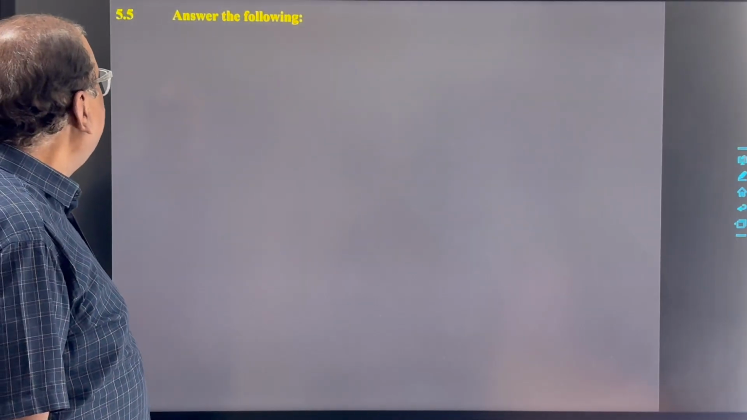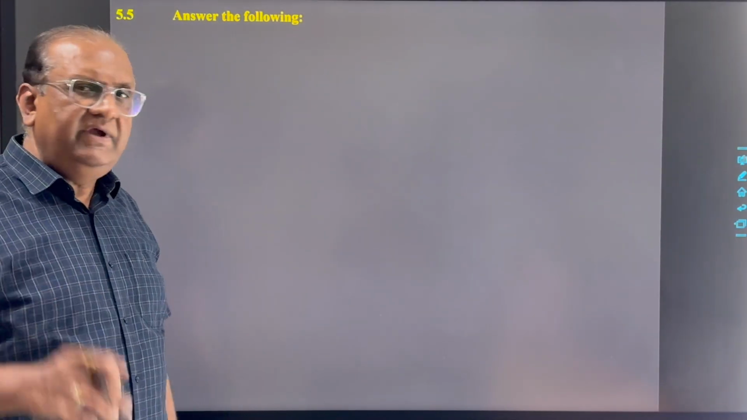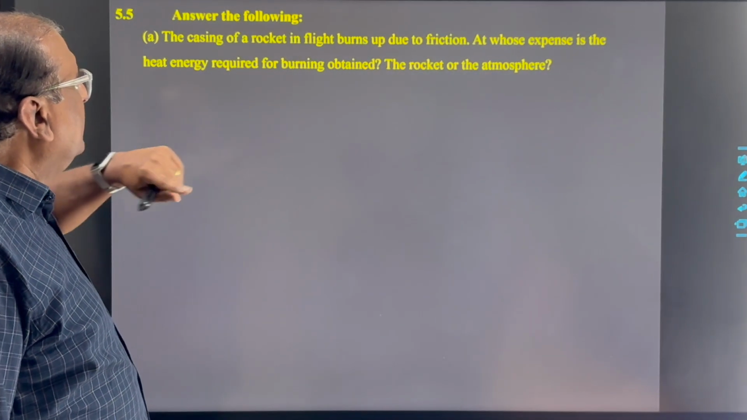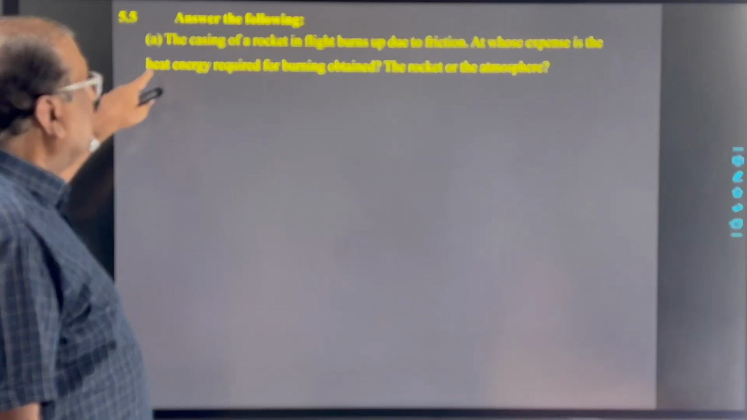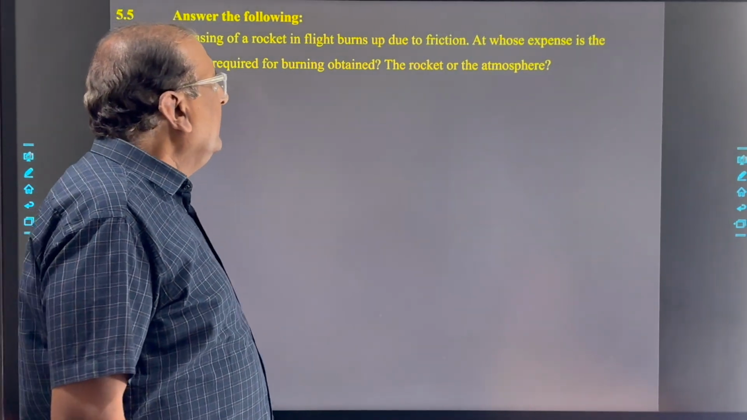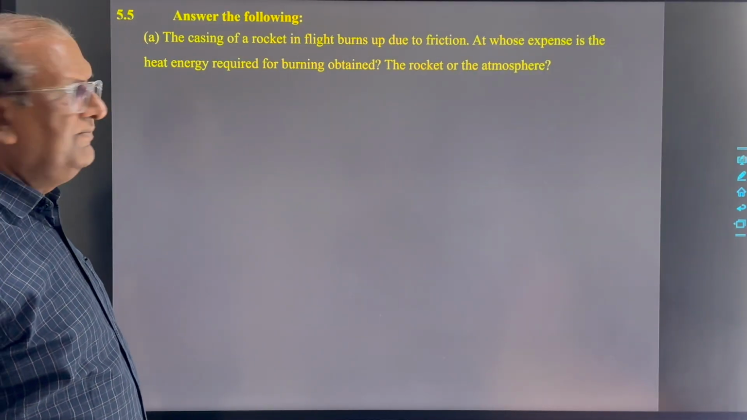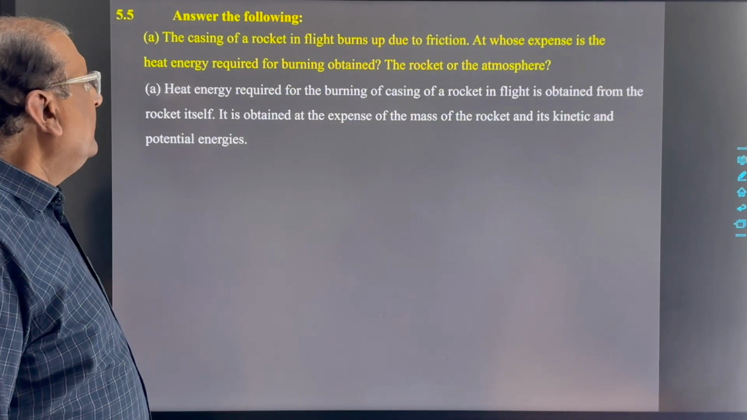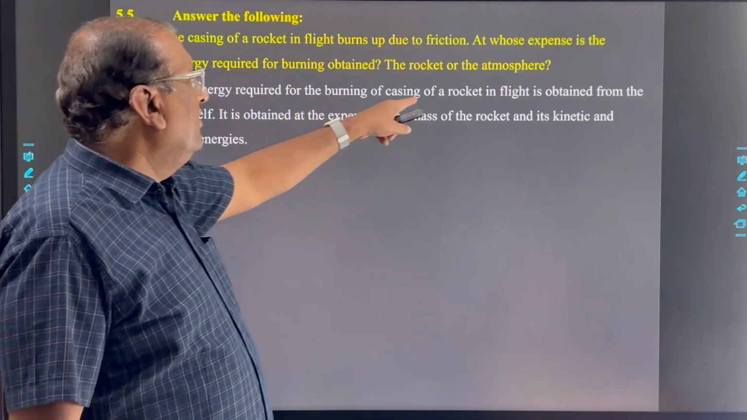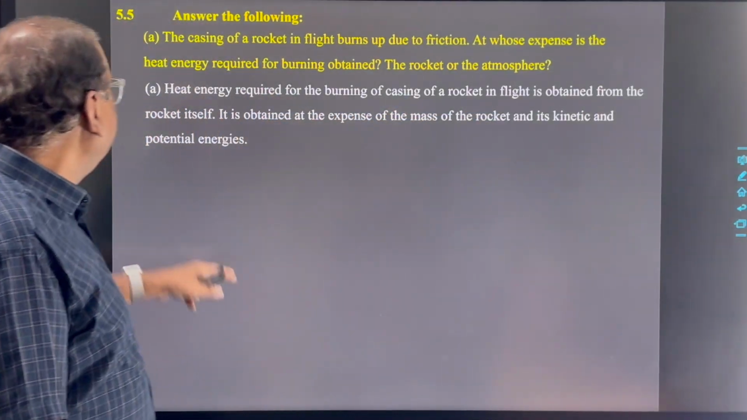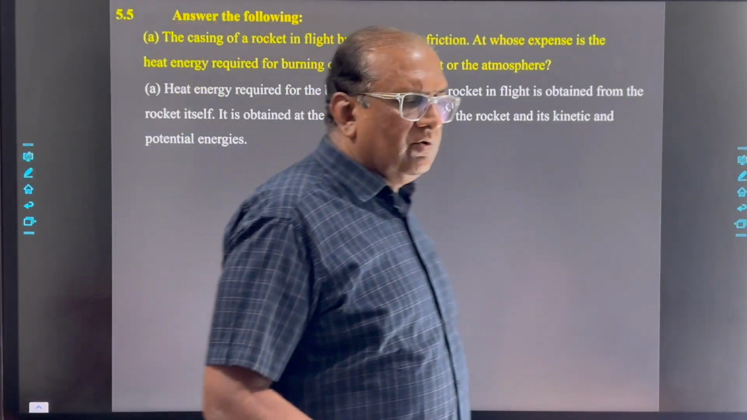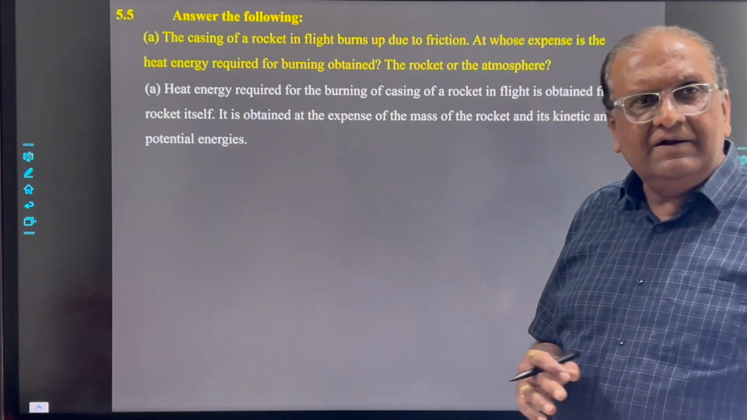Now example 5.5. Answer the following. A. The casing of a rocket in flight burns up due to friction. At whose expense is the heat energy required for burning obtained? The rocket or the atmosphere? So it is obtained from the rocket itself. Okay, so the burning of the casing of the rocket in flight is obtained from the rocket itself, right? It is obtained at the expense of the mass of the rocket and its kinetic and potential energy.